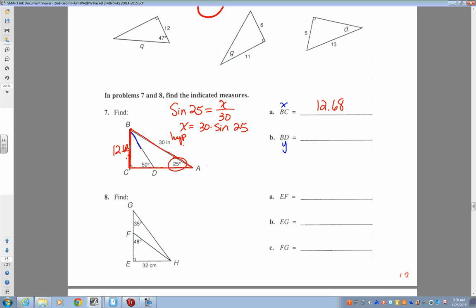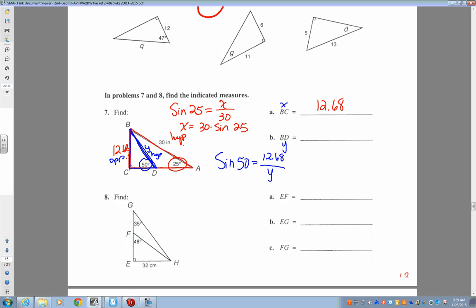BD is this segment. All right, so which triangle are you going to have to use? Yeah, BCD. Now you're using the right triangle inside the whole right triangle, the BCD. And now we're going to use the angle 50. We're going to label the parts. Again, we have opposite and hypotenuse. So we have the sine of 50 equals the 12.68 over y.